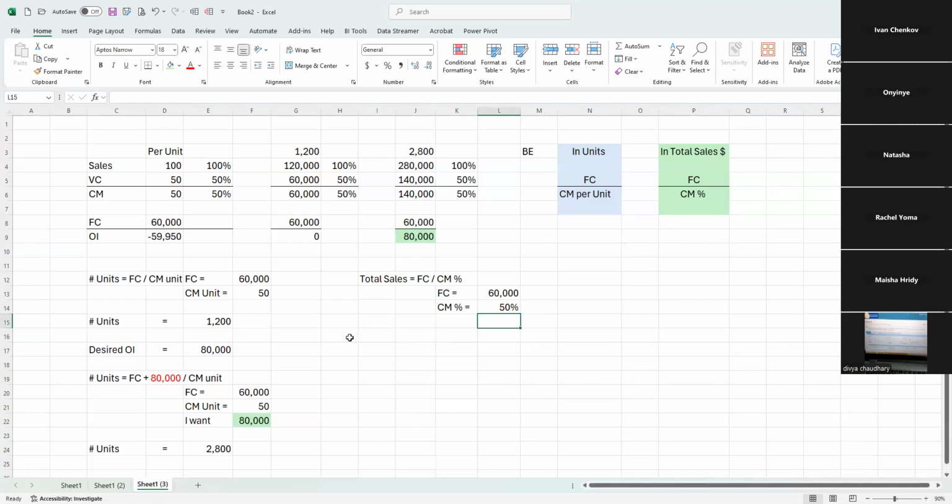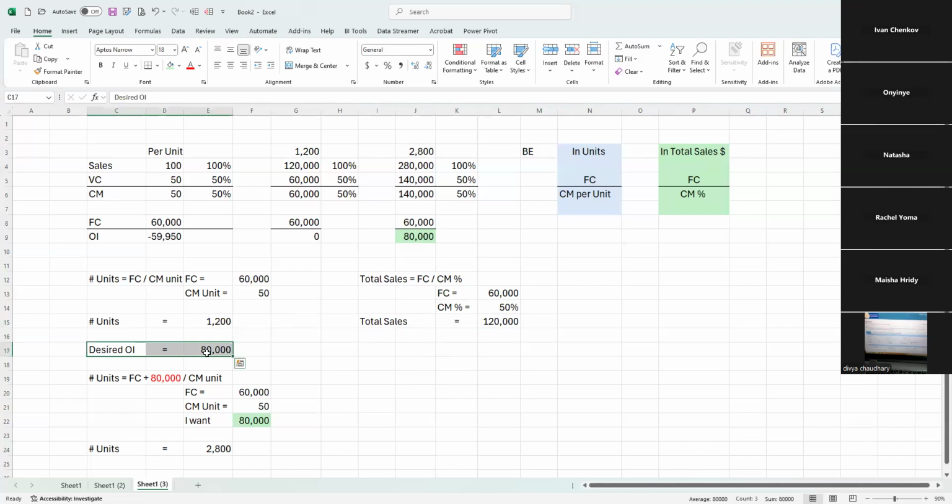So where are my total sales? Sales equal fixed cost divided by contribution margin ratio. It will be equal to this one divided by 50%. So 120,000. Is it 120? Yes, it is.